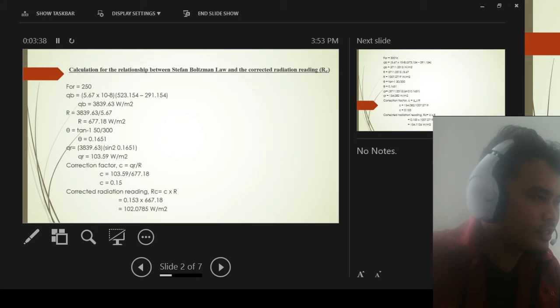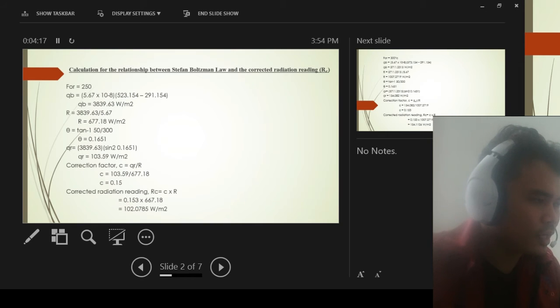QR is the heat radiation from the radiometer reading, multiplied with the sine square of delta, and we get the value 103.59 watt per meter square. To find the correction factor C, the formula is C equals QR divided by R, and we get the answer 0.15.